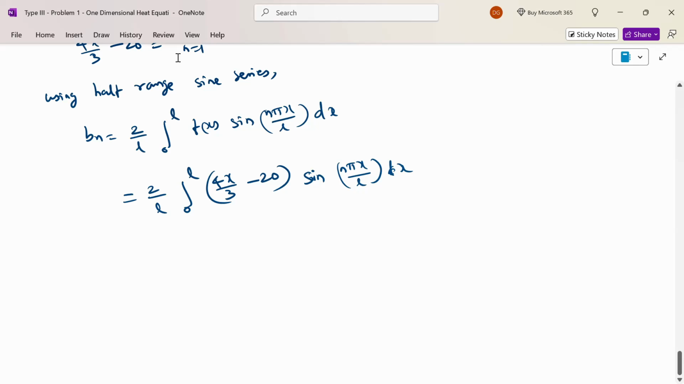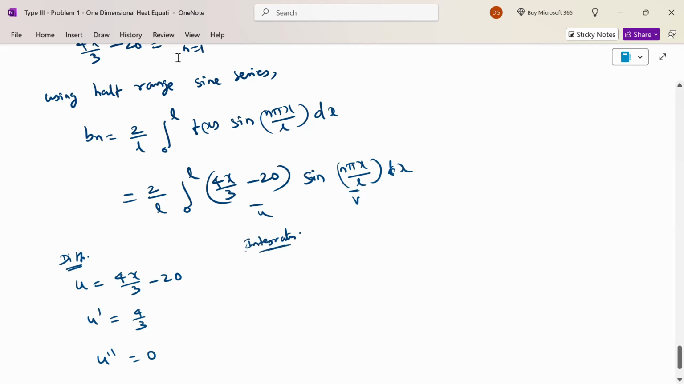Therefore, now I consider this is a u and this is a v. Differentiation: what is the differentiation? U equal to 4x by 3 minus 20, when I differentiate with respect to x, it is 4 by 3. Again differentiate, it is 0. This is the differentiation.